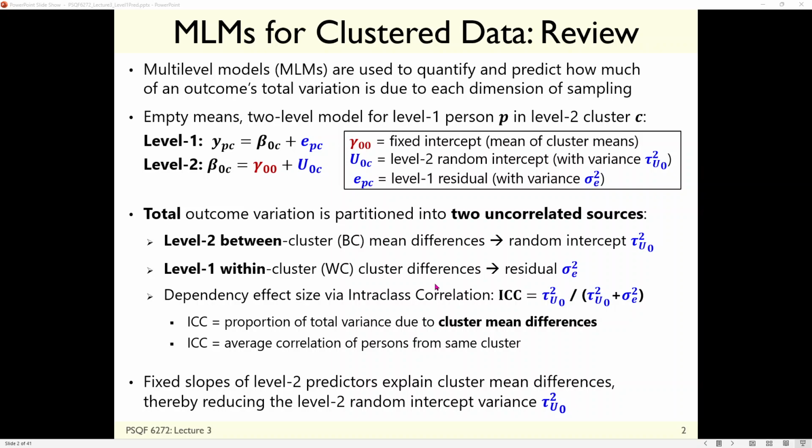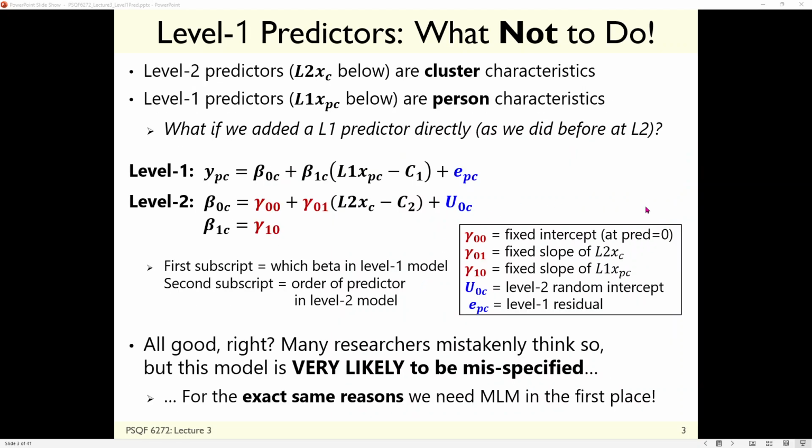Back to lecture 3 for a minute. So let's start out with, speaking of ways to screw things up, what not to do, in bold giant font here. So level 2 predictors, I'm going to be abbreviating briefly with just L2X for something generic with the C, versus level 1 predictors, L1X with the PC, because level 1 is per person, level 2 is per cluster. What if we just add in a level 1 predictor in the same way that we added in a level 2 predictor? So we have a level 2 predictor here.